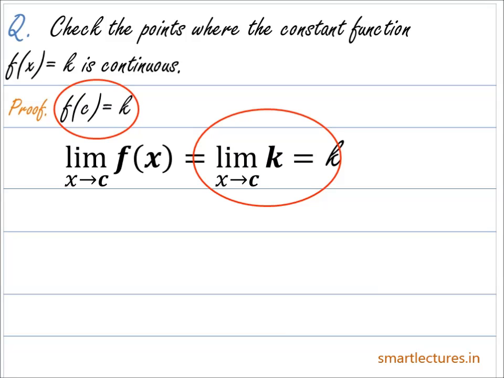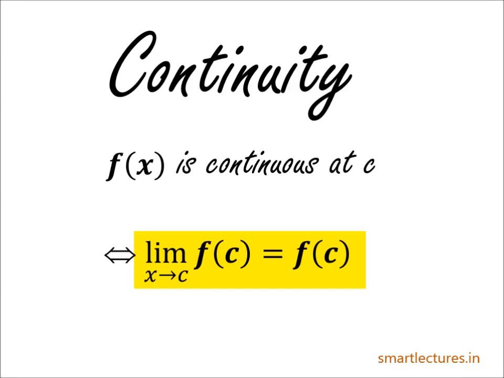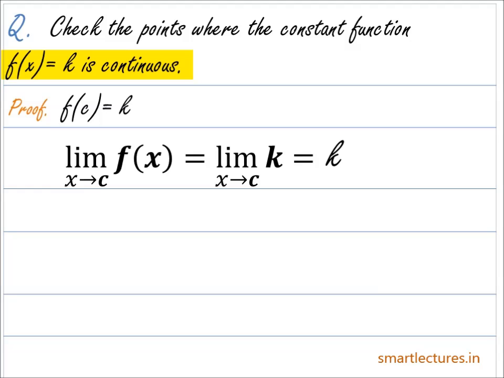And from the first theorem, if the value of the function and the limit of the function at the given point are equal, then that means the given function is continuous at that point. And now, as c can be any point in the real numbers, that means the given function f of x equal to k is a continuous function.